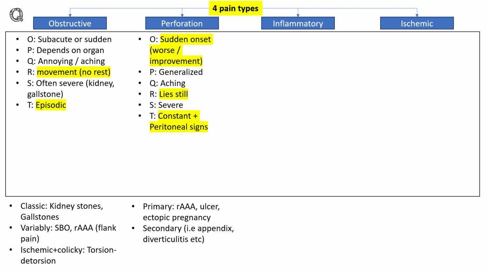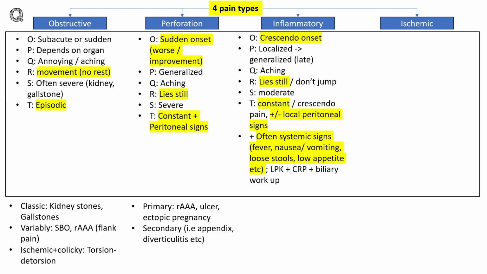So, as you'll see, these are not exact syndromes. These have a lot of atypical presentations, but it's a couple of things to think of: the obstructive kind of pain, the perforation kind of pain, the inflammatory kind of pain, and the ischemic kind of pain. The inflammatory kind of pain is usually a crescendo kind of pain. They will usually want to lie still.